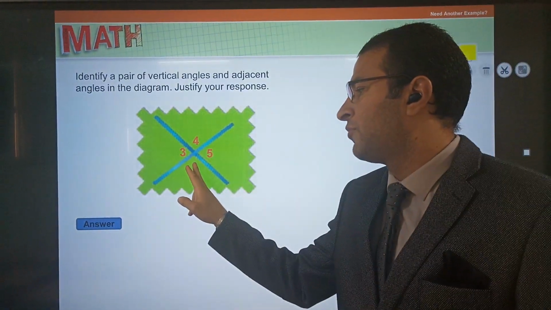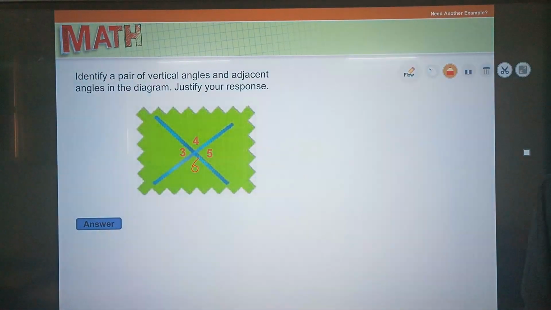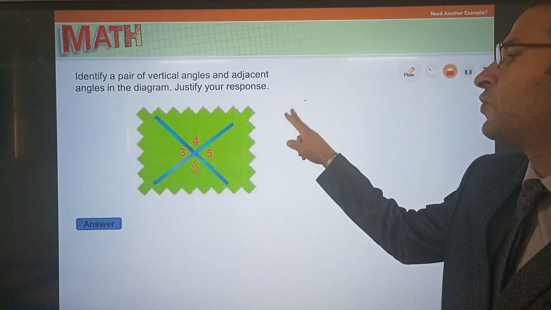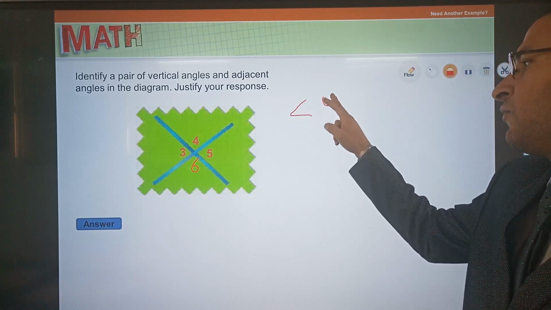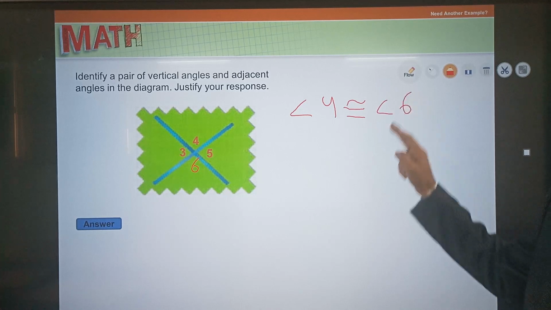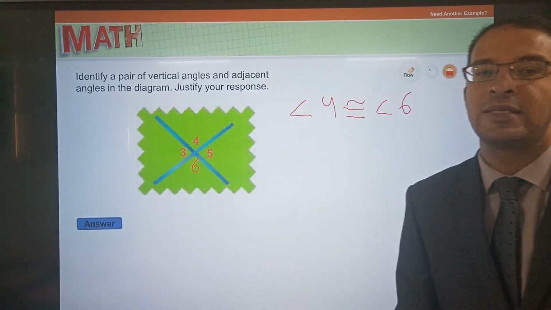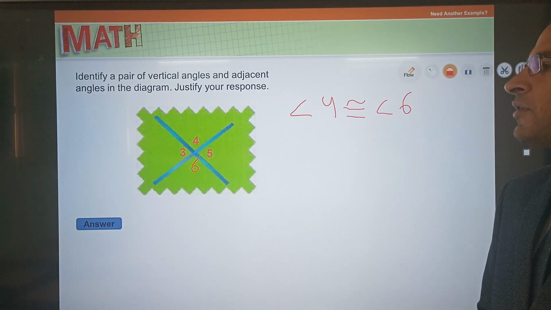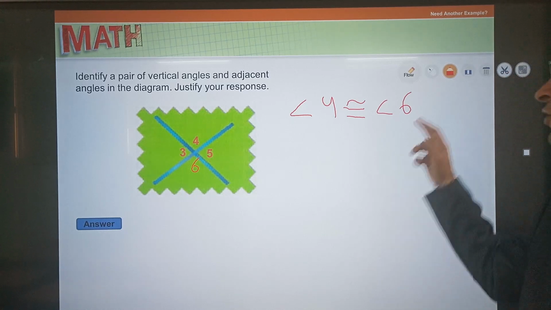Name this one by number 6. Here, my friend, we have what? I have 4 and 6. This will be congruent angle by vertical opposite angle. So 4 congruent with angle 6. Why? 4 and 6 will be congruent because they will be equal by vertically opposite angle, by VOA.